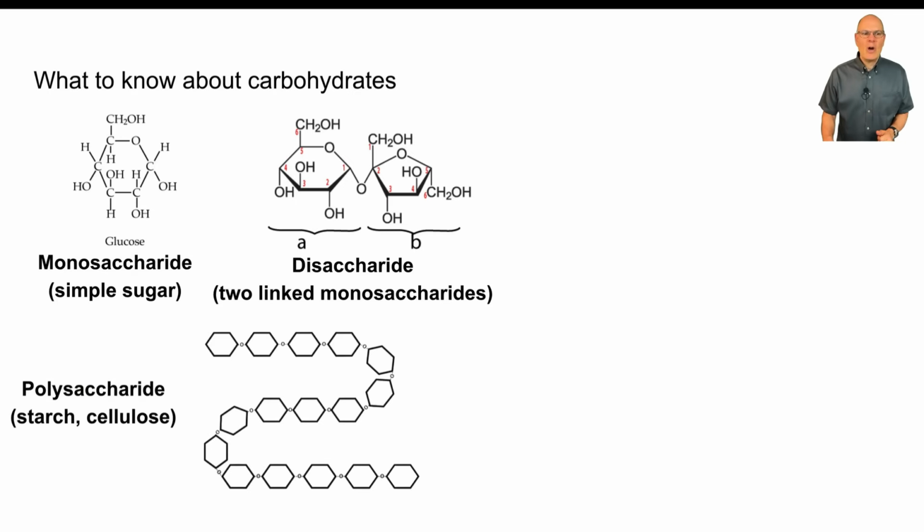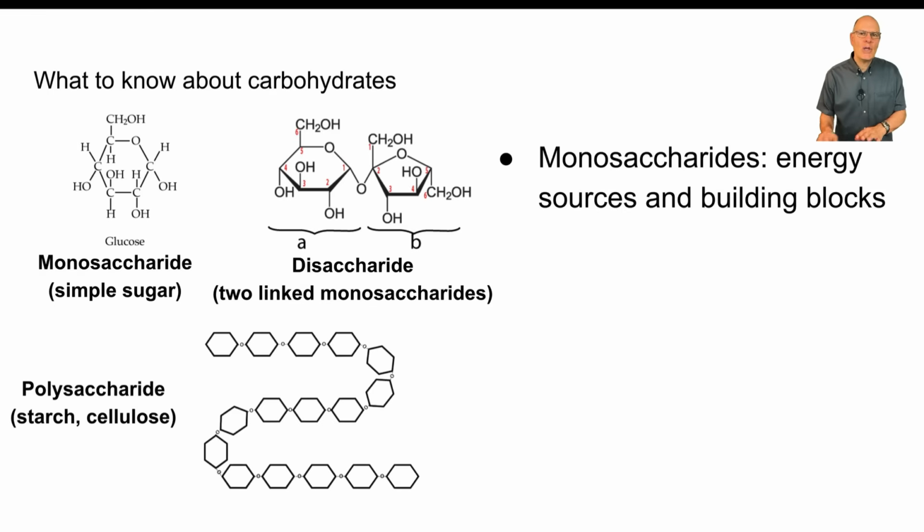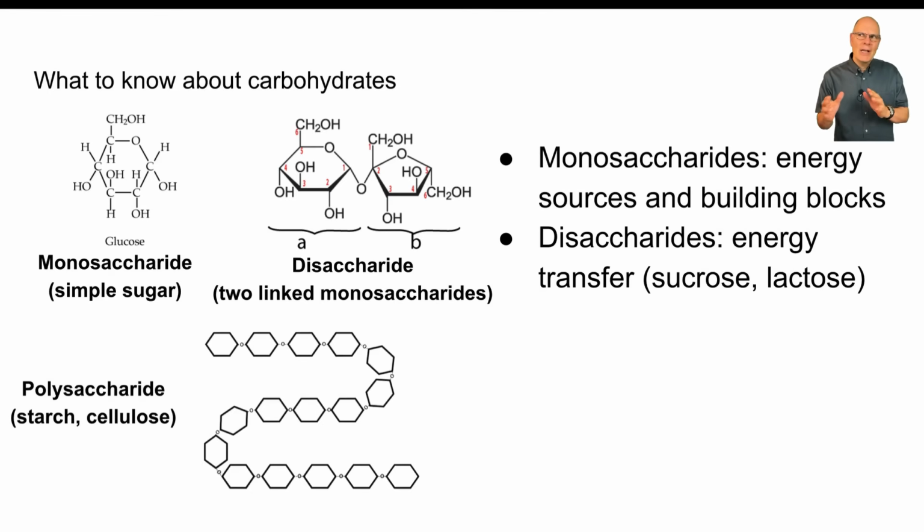What do you need to know about carbohydrates? Carbohydrates, the monomer, monosaccharides, those are simple sugars, and some of those are all important in biology, like for example, glucose, which is essentially the fuel of life. Disaccharides are going to show up less in the course, but you might have a question that's about lactose and lactose intolerance.